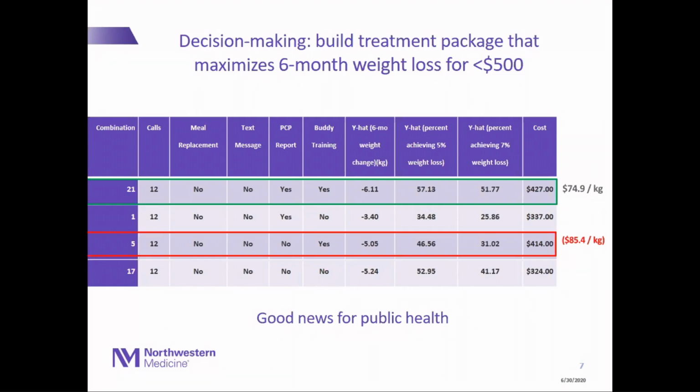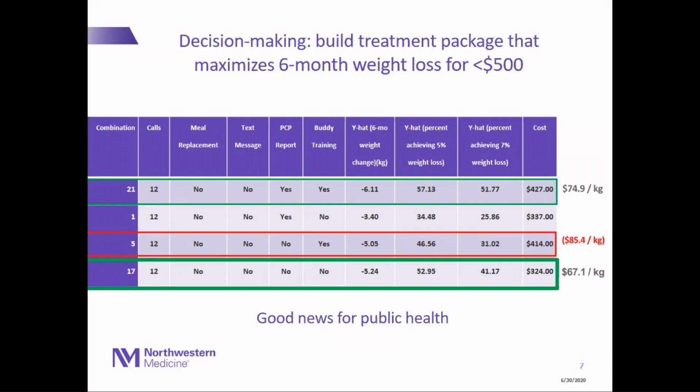But the reality is that in the real world, we have constraints, and sometimes we don't even have $400. We might have $325 if I were running a community clinic that had very few resources. And I had a lot of people in my community who needed this information. What could I do then? Well, I could click again to the bottom green slide where I just give the 12 coaching calls, the app, and the online lessons. I still get 5.25 kilos of weight loss, and get half of the population achieving 5% weight loss. And look at the value here. I'm paying for this one, the best value, $67 per kilo.